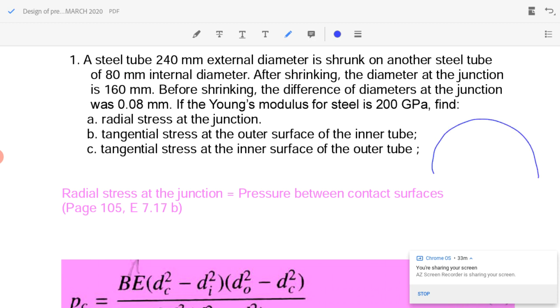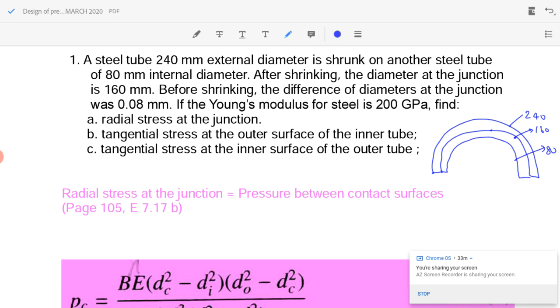So there is a cylinder of outer dia 240 mm, which is fitted over another cylinder of internal dia 80 mm. After shrinking, the diameter at the junction is equal to 160 mm.